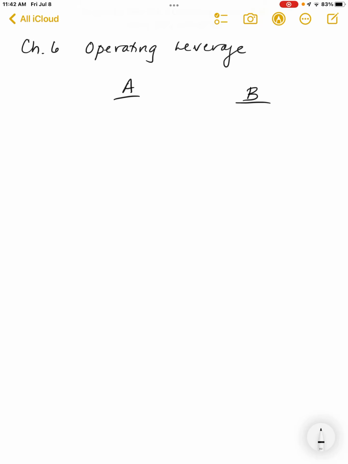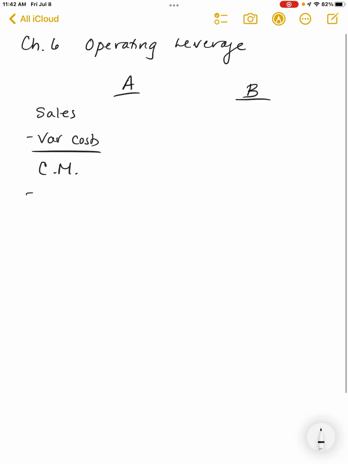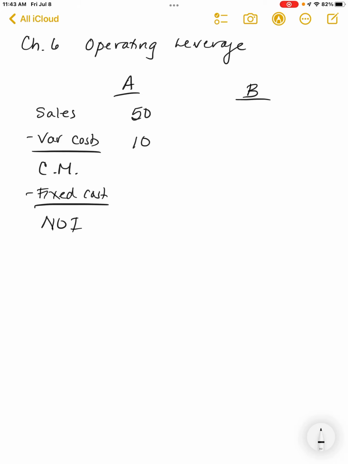A CVP analysis, which if you've done it enough times, by the time you get to this, we know it's sales minus variable costs gives us our contribution margin, minus our fixed costs gives us net operating income. And the whole purpose of this kind of analysis is that it's easy to use and helps us predict for the future. So let's say that company A has $50 in sales, $10 in variable costs, which leaves us 40 contribution margin, 30 in fixed costs, and then a net income of $10.